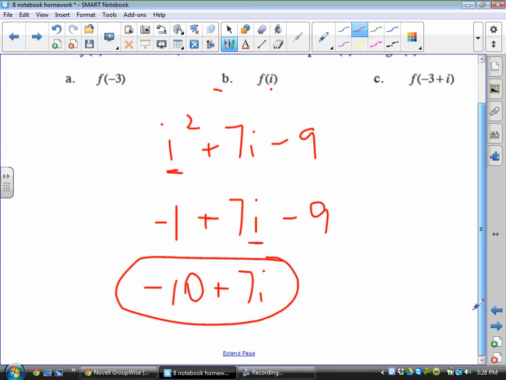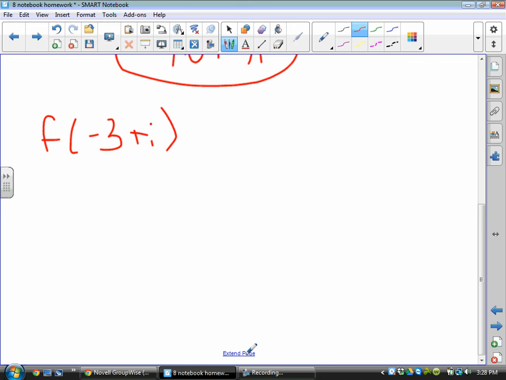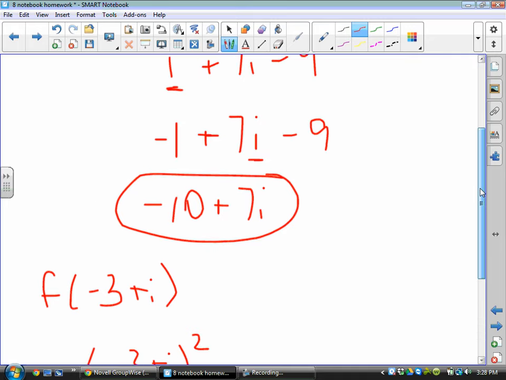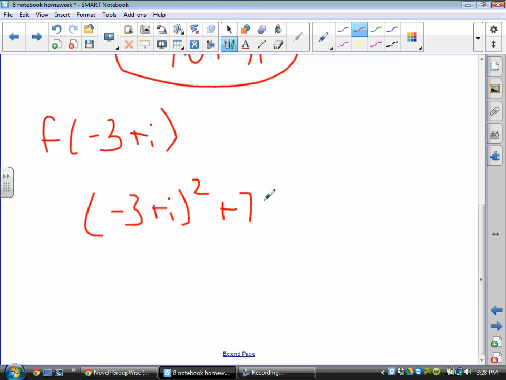For part C, we're going to plug in -3 plus i for x. So this one's going to be a little bit more tricky. So I have -3 plus i, that was the x squared, so I'm going to square that. Then it said plus 7 times x, so plus 7 times -3 plus i. Last said minus 9. So I'm going to actually multiply this out. Now this squared is not simply -3 squared plus i squared. There's another term in the middle, so you can't forget that.